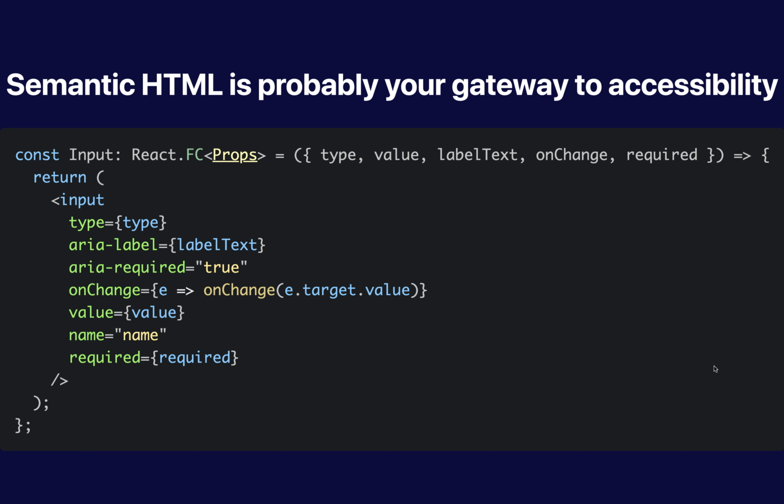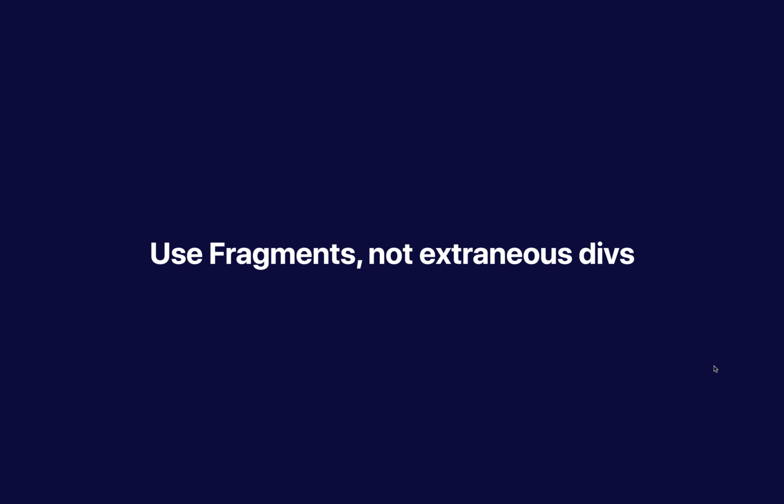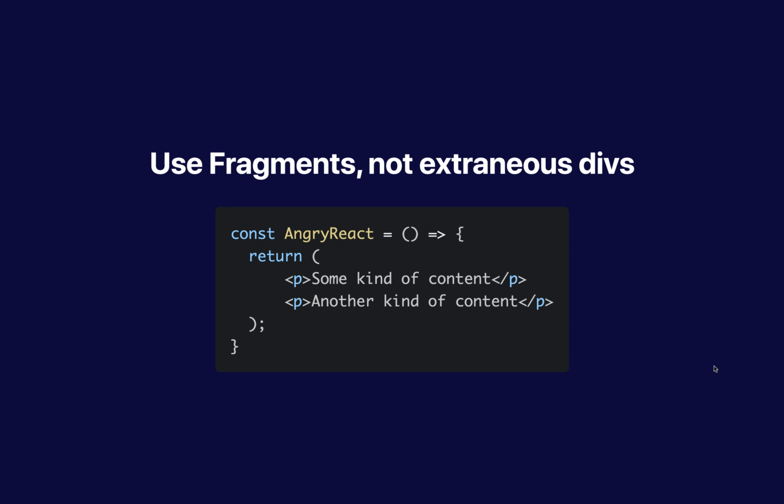In a similar vein, I also strongly encourage the use of fragments instead of extraneous divs. So let's consider the following JSX example. As you can see, it's called angry React, and there's a reason for this, because when you're returning JSX in a component, you can only have one parent. So if your component only needed 2 paragraph tags or something to that effect, and you had it like this, it would not compile, or if it did, it wouldn't load. So you'd be in for a bad time because you've made React angry.